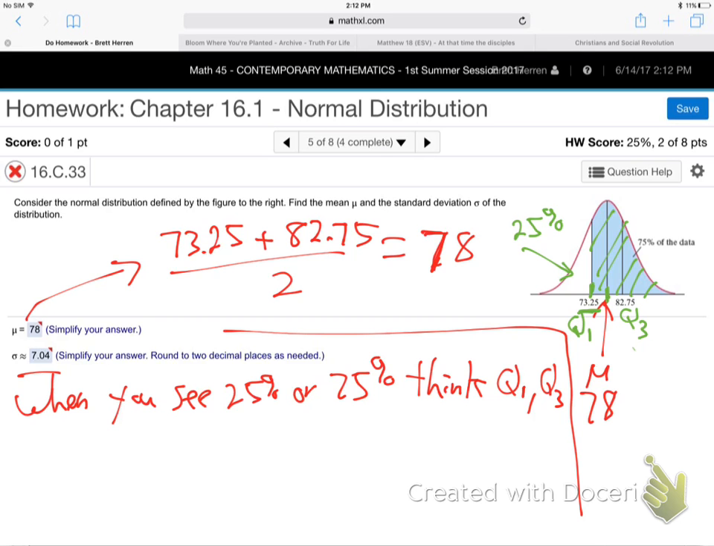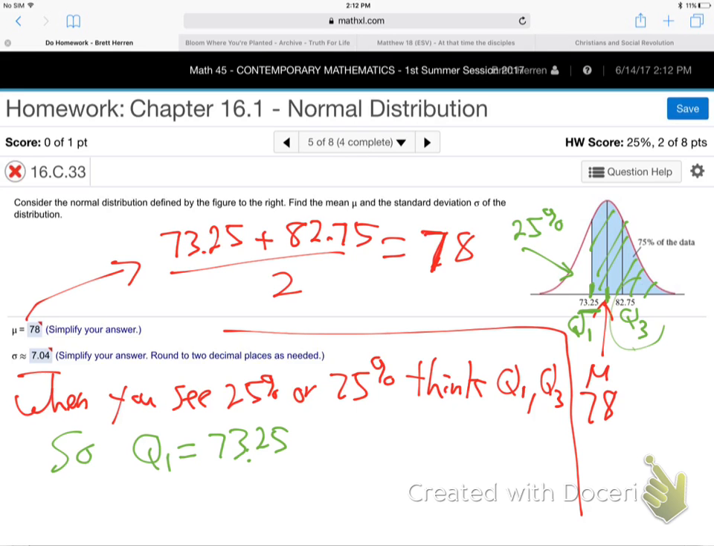Those must be quarters. See how I determined that, right? Because if the blue is 75%, then the white must be the other 25. And that means, remember, if you're starting the ball game here, and as you go along, right there, you're at the end of the first 25% of the ball game, first quarter. So 73.25 must equal Q1. Q1 equals 73.25.